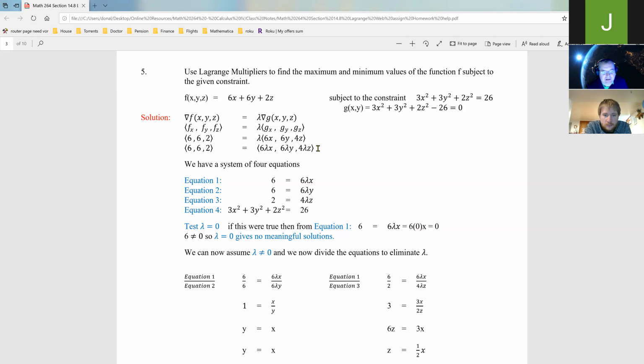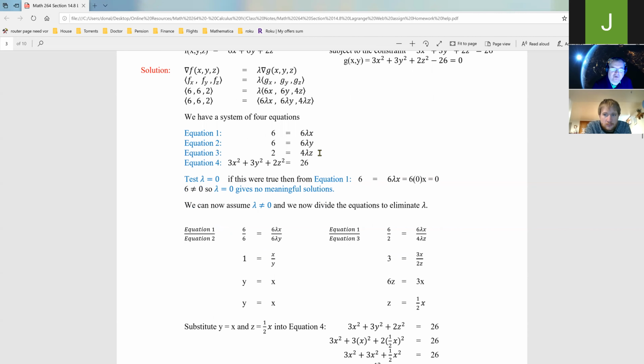A bit more complicated. So what we're now going to have are four equations. If you match this with this, you get equation 1. If you match the second term with this one, you get equation 2. And if you match this one with this one, you get equation 3. And remember, your constraint function is always your last equation. So now we have a system of equations with four variables: x, y, z, and lambda.